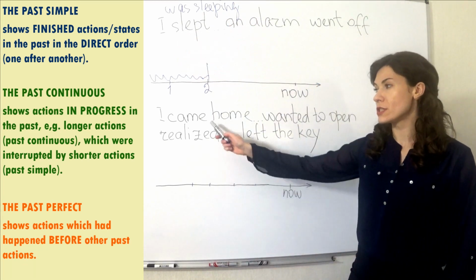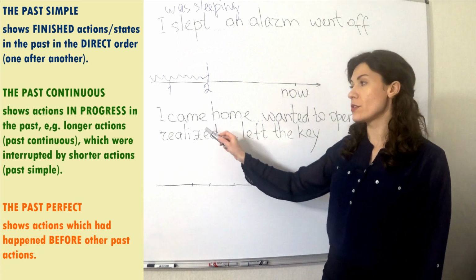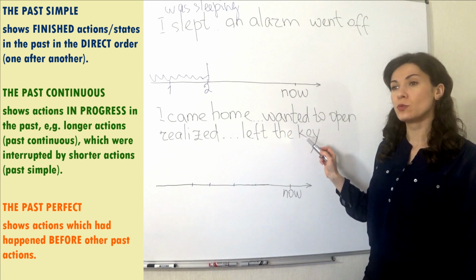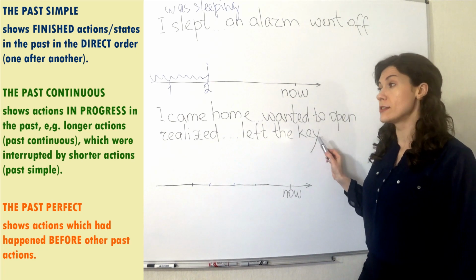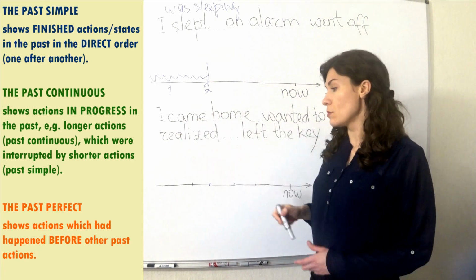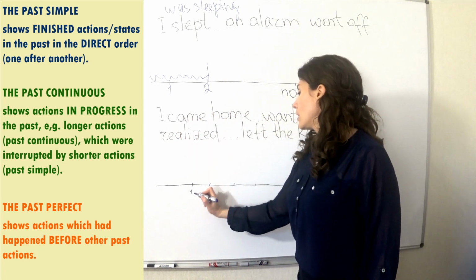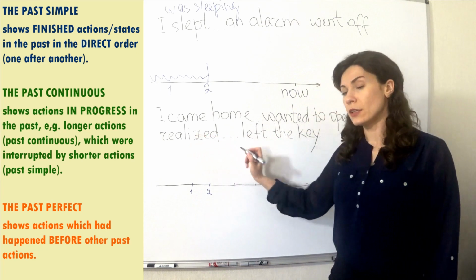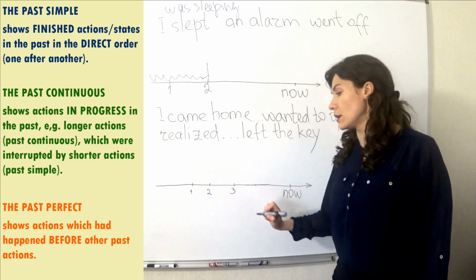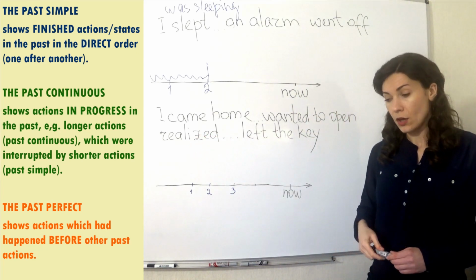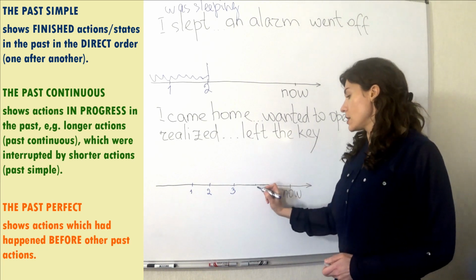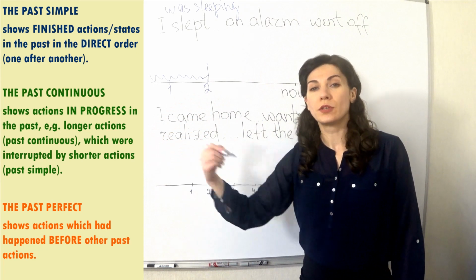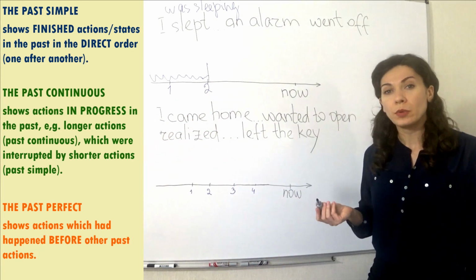Now let's move on to this example. Again, you can see that all the actions are here in the past simple, and what it would mean if we don't make any changes is that first I came home, then I wanted to open the door, afterwards I realized, and then it's not clear what exactly I realized, because what I did next was that I rushed back to the office, left the key there, and then probably returned home. So it would be complete nonsense.